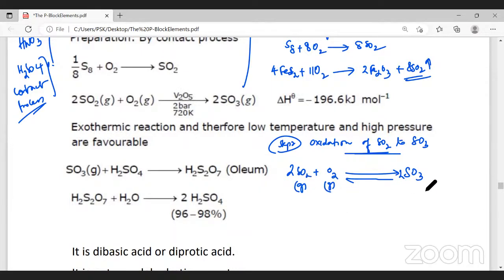Please write the physical states, in the presence of vanadium pentoxide. Or we can also use a platinum rhodium catalyst. Vanadium pentoxide or platinum rhodium catalyst can be used in order to oxidize sulfur dioxide to sulfur trioxide.